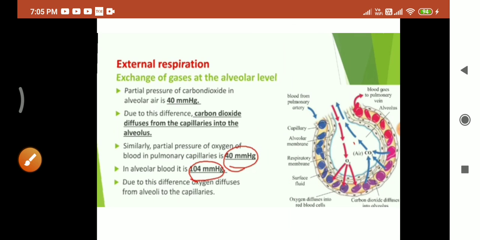So this is a simple concept. What you have to remember is the partial pressure of carbon dioxide and oxygen inside the alveolus, and the partial pressure of oxygen and carbon dioxide inside the capillaries. This partial pressure difference starts the diffusion of these gases. When this diffusion has occurred, the external respiration is completed.